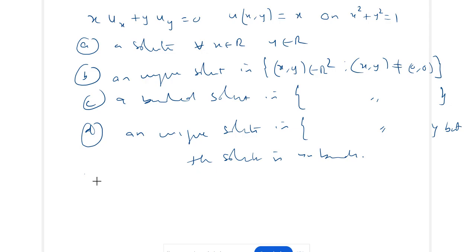So I thought, when you solve it like the Lagrange equation, the solution is dx/x = dy/y = du/0. When you take the first and third, that is u = c1. Cross-multiplying gives du = 0, and du = 0 means u = c1. When you take 1 and 2, we need the independent solution.